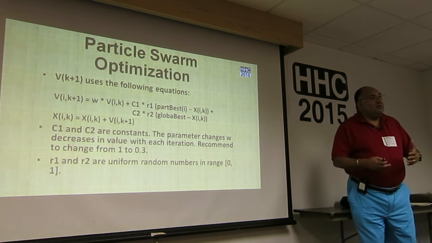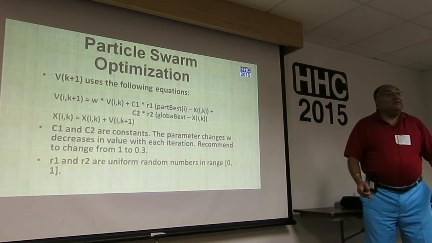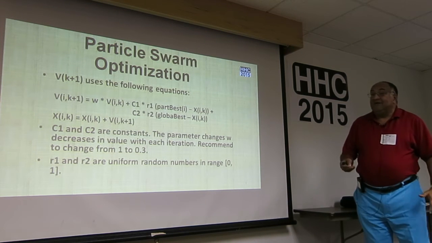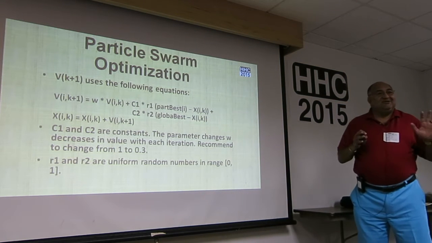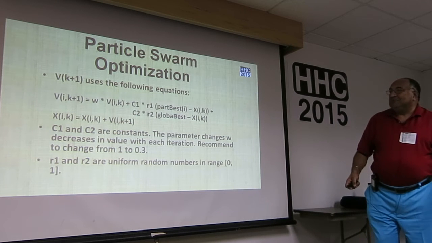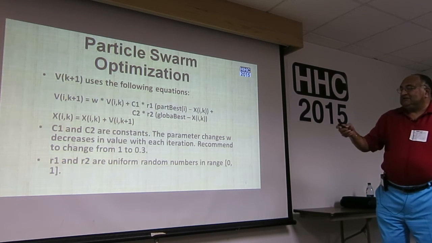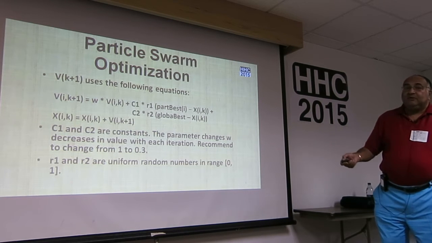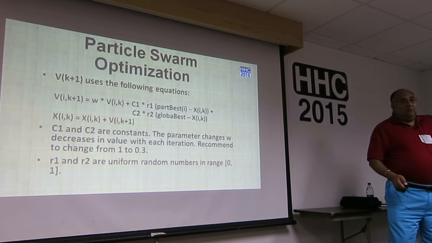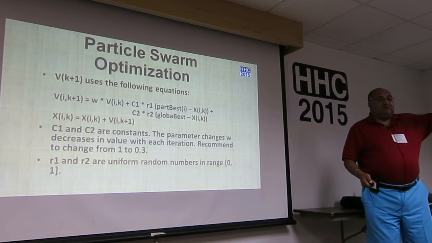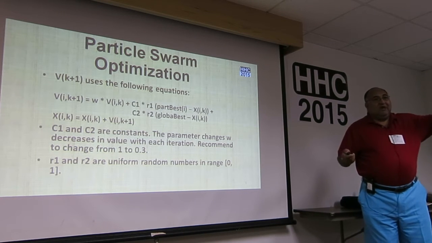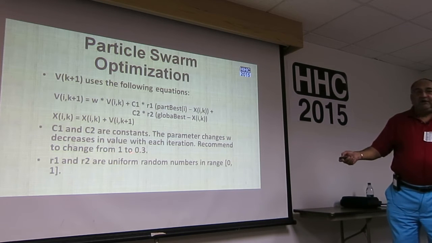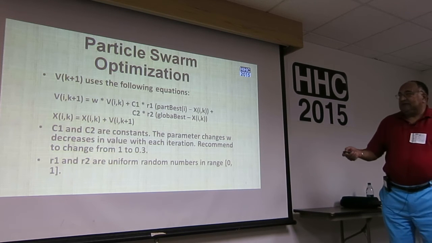Like most evolutionary algorithms, the math is simple and very clever, very impressive. Not a whole lot of matrix calculations as you see in classical optimization. V of k is calculated using this equation. It uses the old velocity here and multiplies it by a factor w. W starts at 1, and then you decrease it gradually until you hit 0.3, as they recommend, and then you stop. You don't go less than that.